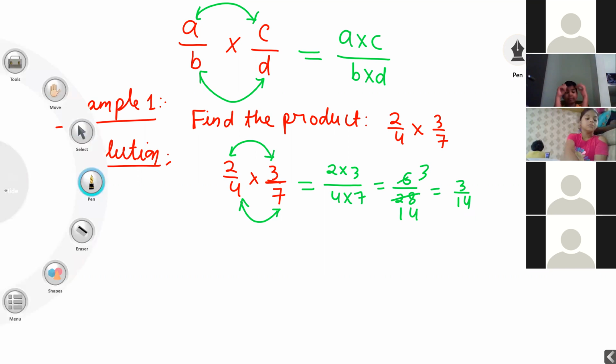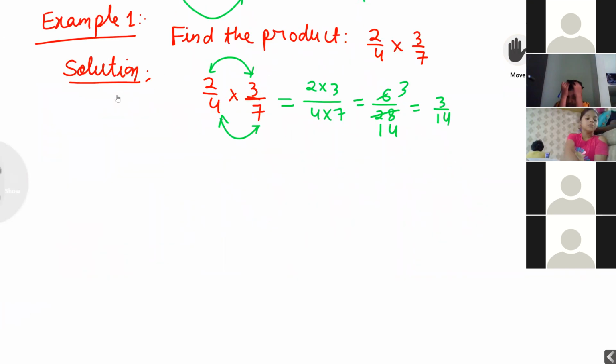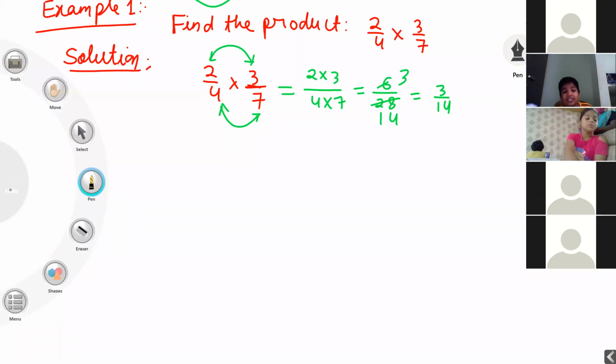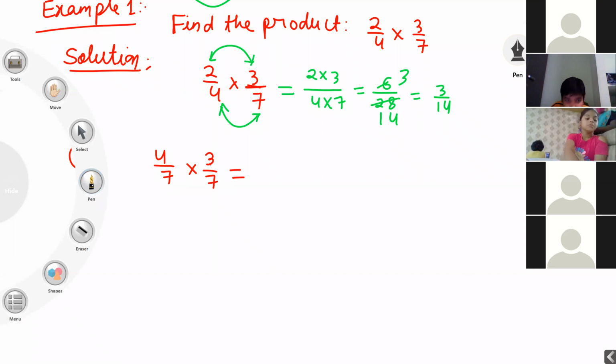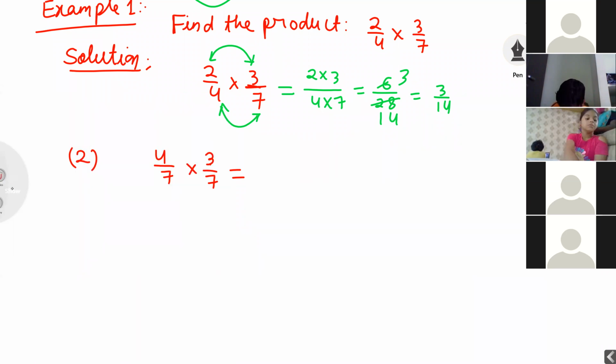Example 2: 4 by 7 into 3 by 7. Now listen here. Some students will write 4 threes are 12 divided by 7. This is the wrong answer. Just now I explained, I want to multiply numerator by numerator and denominator by denominator. Then 4 threes are 12.